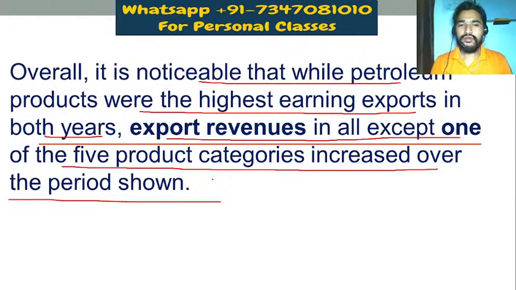But here we also write about the bar graph, right? In the bar graph, what was the highest? Petroleum products' export earning is shown, right? What was the highest? Petroleum products.